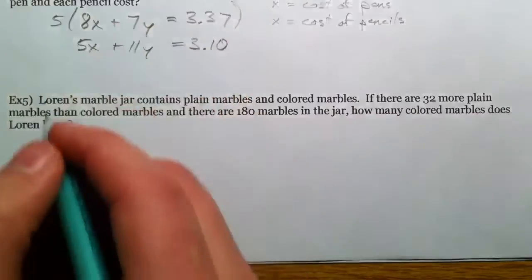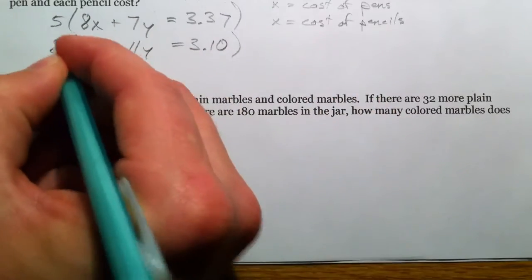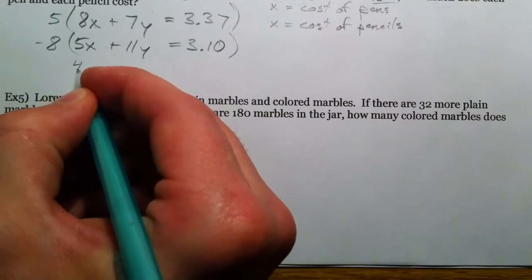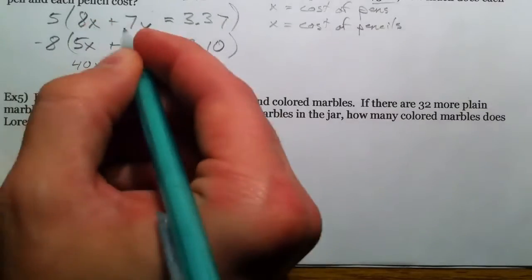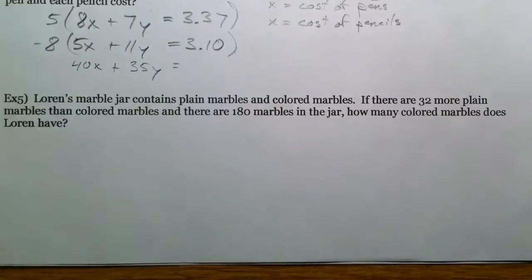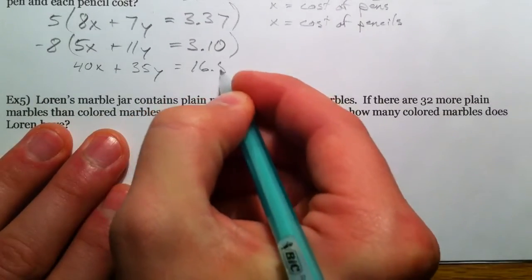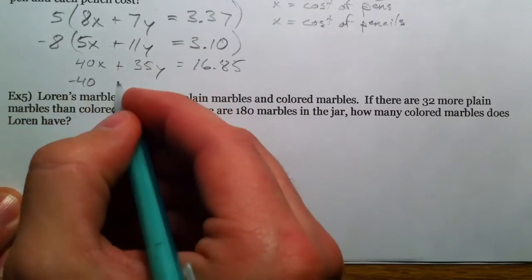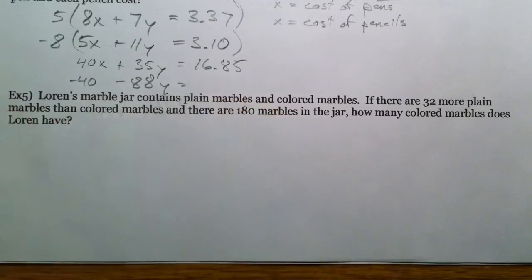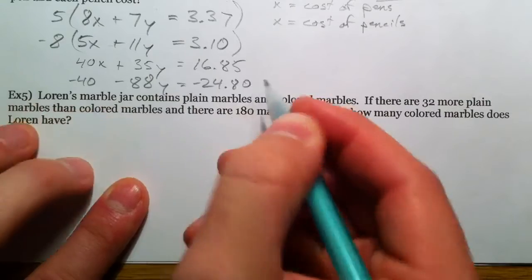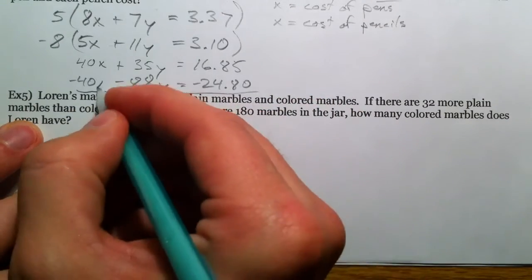Let's multiply this one by 5 and this one by 8 and then -8, just so we get things to cancel out. So 40x, 5 times 7 is 35y, and 5 times 337 is 1685. And we get -40x and -88y, and 8 times 310 is -2480. I forgot my x there.